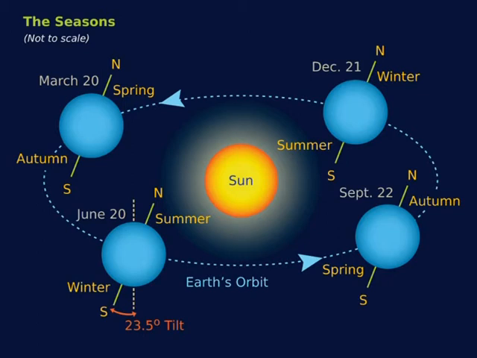Right, reminding ourselves then, March 20th equinox, Sun is overhead the equator, northern spring, southern autumn. Then June the 20th solstice, northern summer, southern winter. September 22nd equinox, northern autumn, southern spring. And December 21st solstice, southern summer, northern winter.